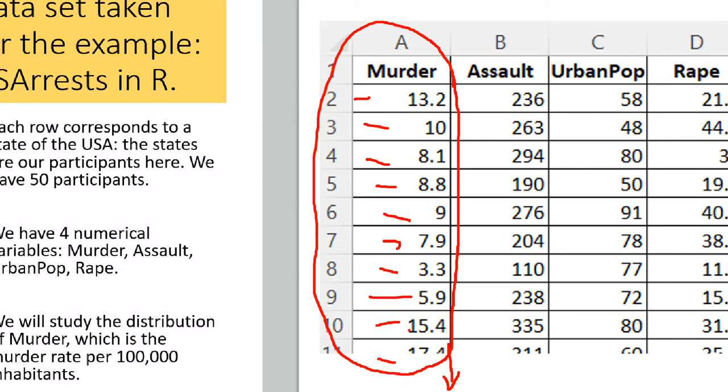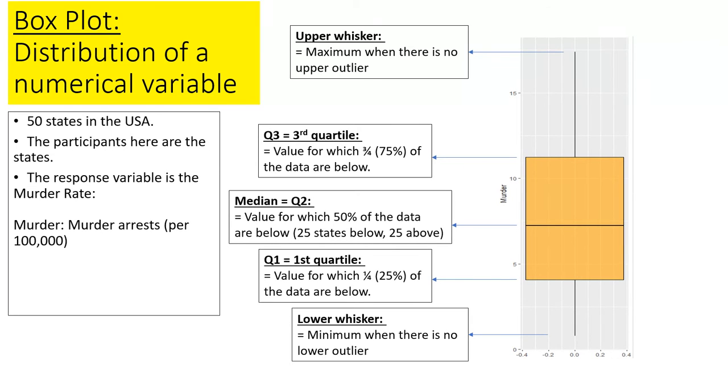So I choose to represent the distribution of murder rate by a box plot. Let's have a look. This is the box plot of the murder rate made in ggplot in R. So we have 50 states in the USA. The participants here are the states. The response variable is the murder rate, as I said, okay? Murder arrests per 100,000 inhabitants.